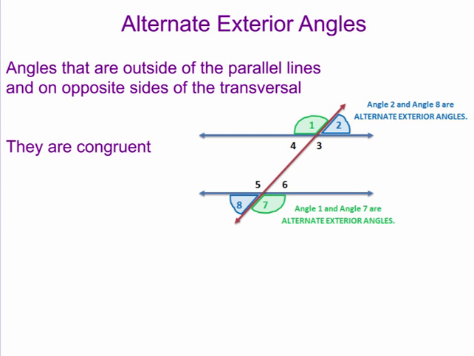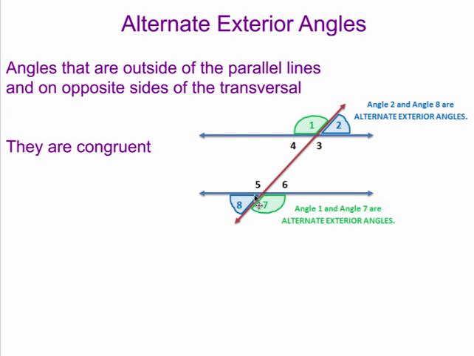So, one set of angle pairs formed by parallel lines and their transversal are called alternate exterior angles. Alternate exterior angles are angles that are outside of the parallel lines and on opposite sides of the transversal. So if I look here, angles 1 and 7 are alternate exterior angles, and angles 2 and 8 are also alternate exterior angles. And these angles are congruent, so their measures are the same.